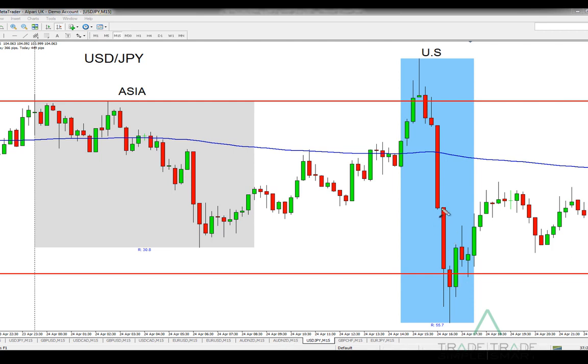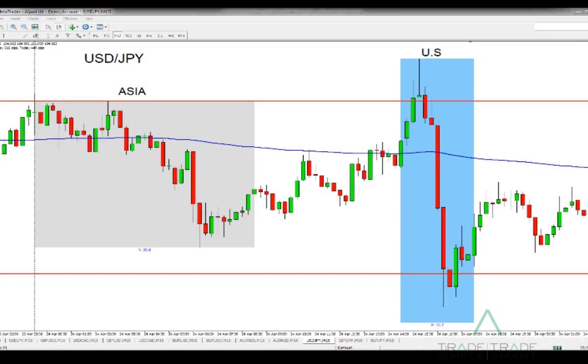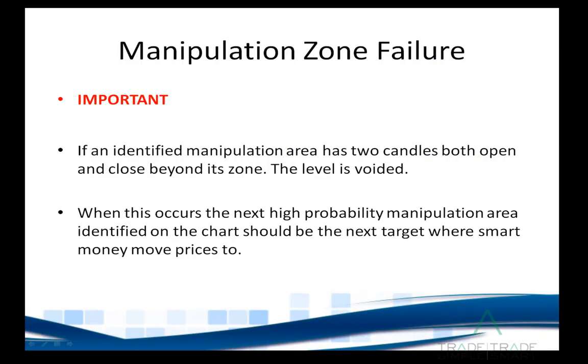We don't receive a pullback on the next candle, but on our third candle after the stop run we receive a slight pullback that again pulls into the body of our stop run candle. Okay, so by following this simple candlestick process that you have learnt, it will allow you to interpret and determine whether manipulation is taking place at an identified level.